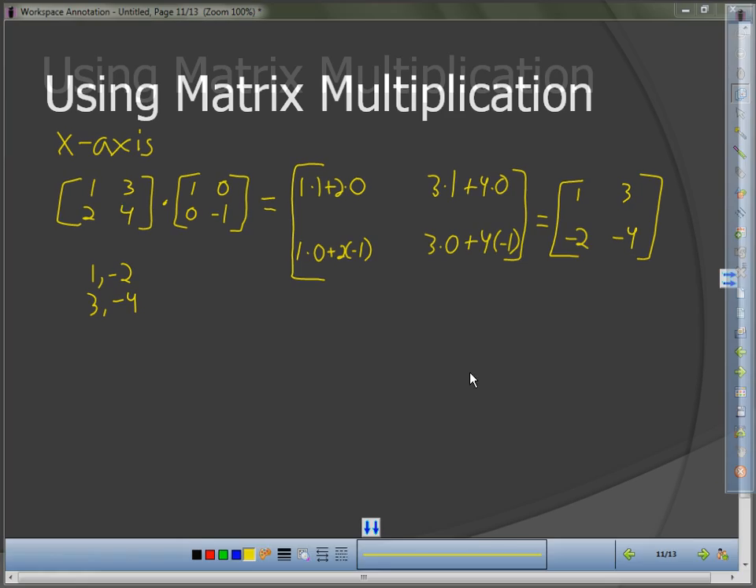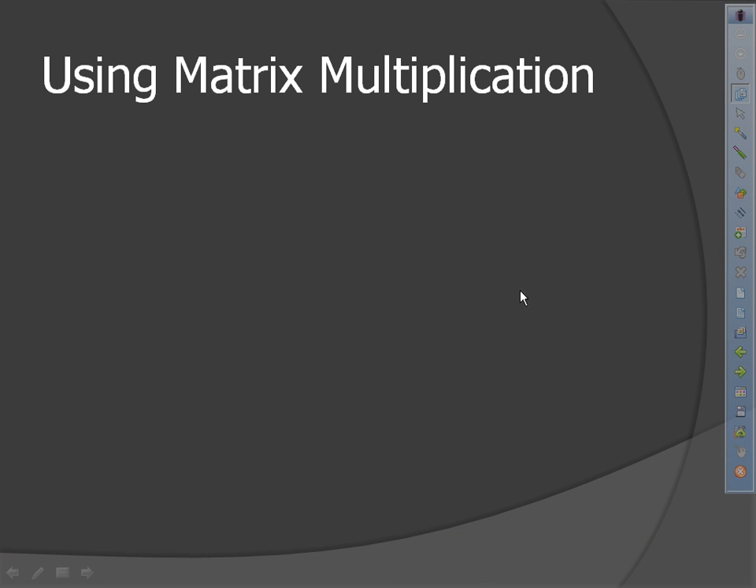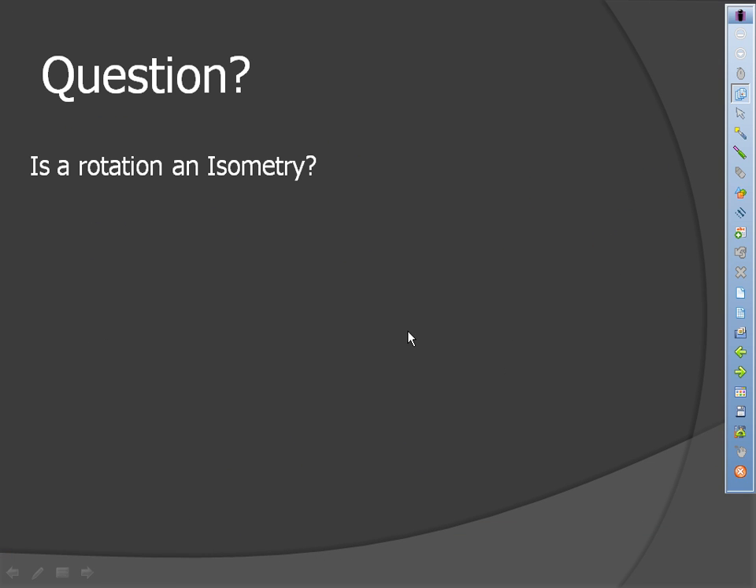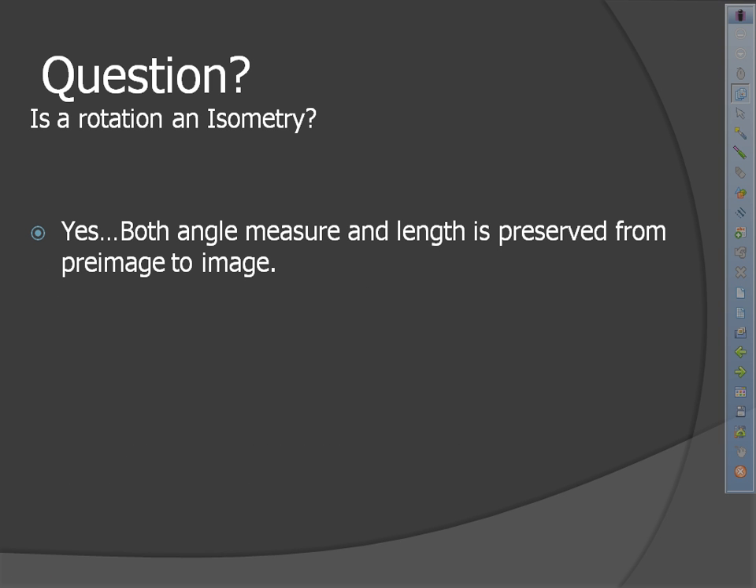Let's spend some time talking about rotations. So, is a rotation an isometry? Okay. What would we say? Would we say rotation is an isometry? Yes. Right? We know that our object, the image, if you will, is congruent to our original object, which was our pre-image, so we know it has to be an isometry.